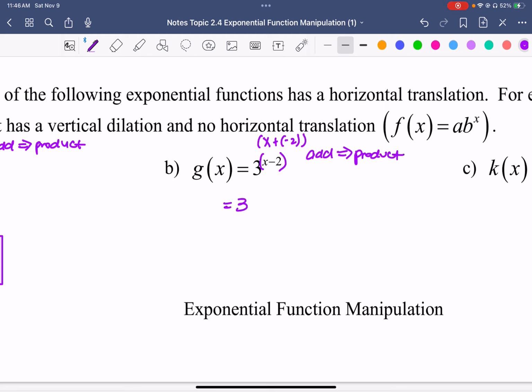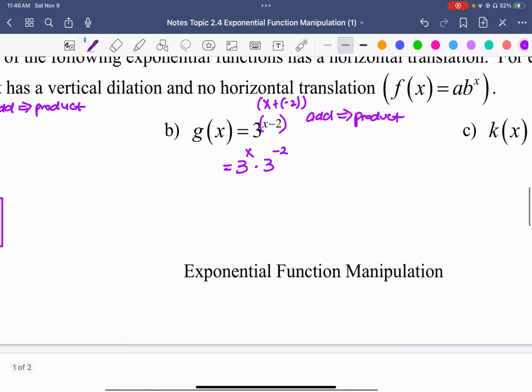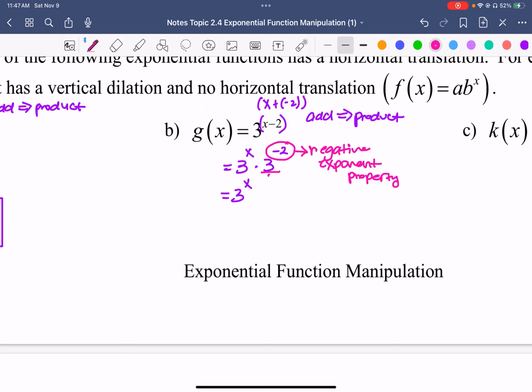So I can rewrite this as 3 to the power of x times 3 to the power of negative 2. Okay, 3 to the power of x cannot be simplified, but 3 to the power of negative 2 can. But the thing is you have a negative exponent, so we have to use the negative exponent property. Remember, the negative exponent property says you're going to take the reciprocal, so this is being divided by 1. So I can flip it around and do 1 over 3, and when I bring the exponent to the denominator, I'm going to make it positive. Okay? 3 to the power of x is now multiplied by 1 over 9, because 3 squared is 9.